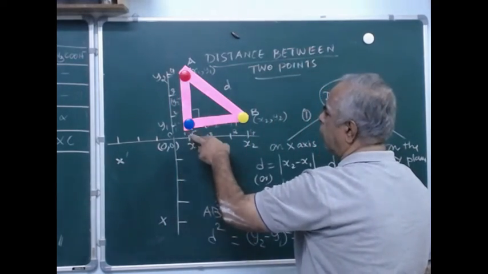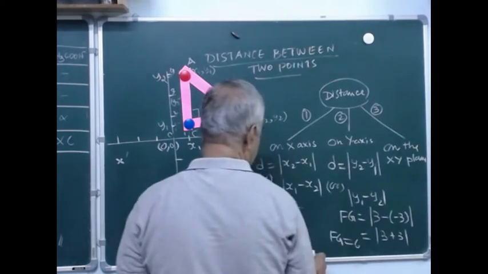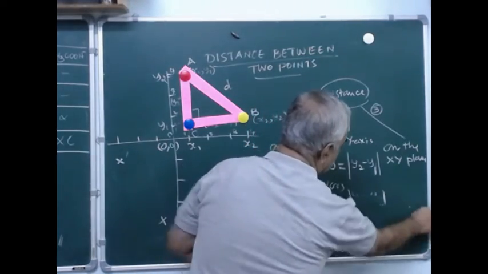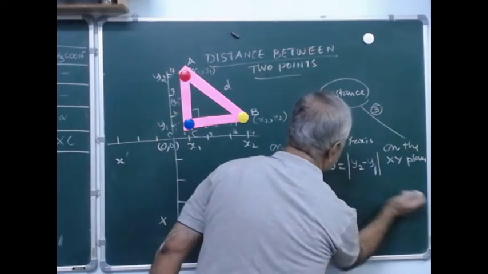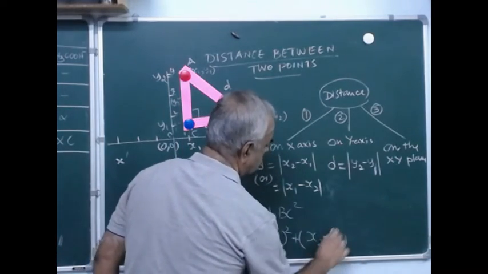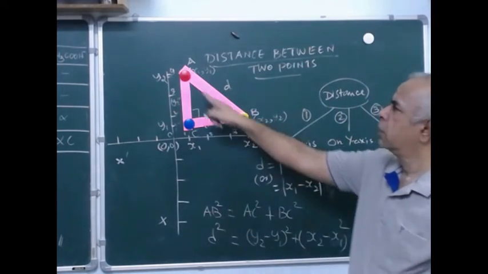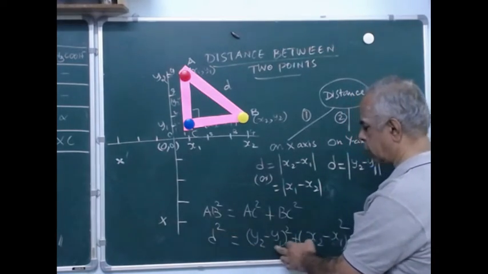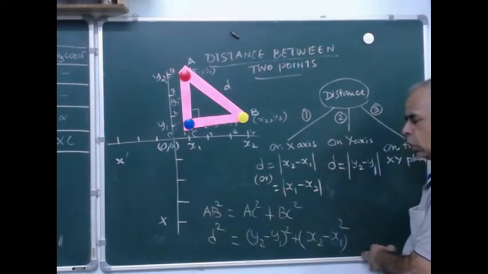And what about the BC? BC is nothing but x2 minus x1. So x2 minus x1 the whole square. Got it? So d squared. What is our objective? The distance between A and B. Is it not? So we have got here d squared is equal to y2 minus y1 the whole square plus x2 minus x1 the whole square.